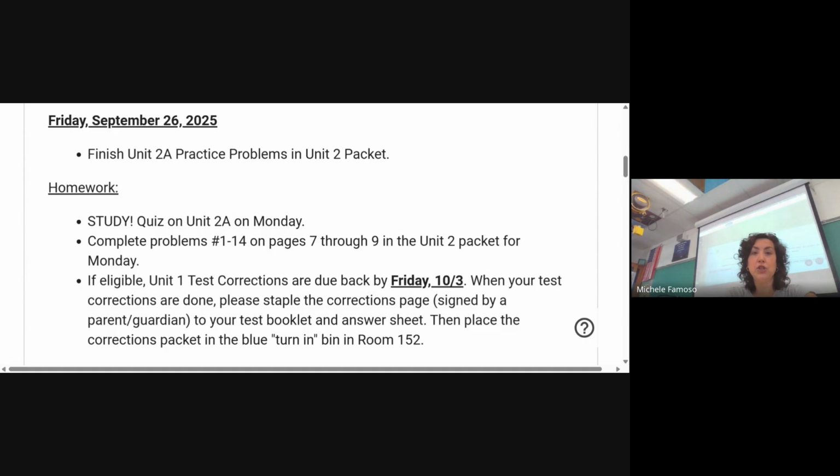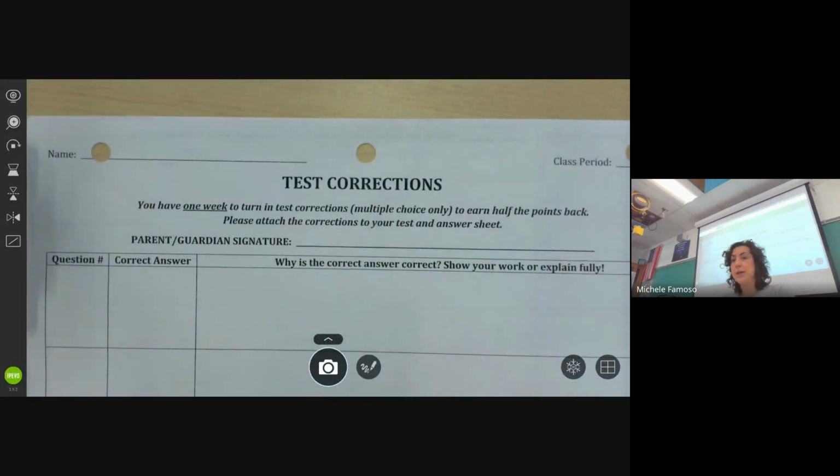If you're eligible because you missed multiple choice, I should have stapled one of these test correction worksheets to your test. If I made a mistake and didn't staple it, come up, I have extras. I will give you one. I'm telling everybody now because this is how every test gets corrected. So pay attention. You may not have them this time, but you might have them next time.